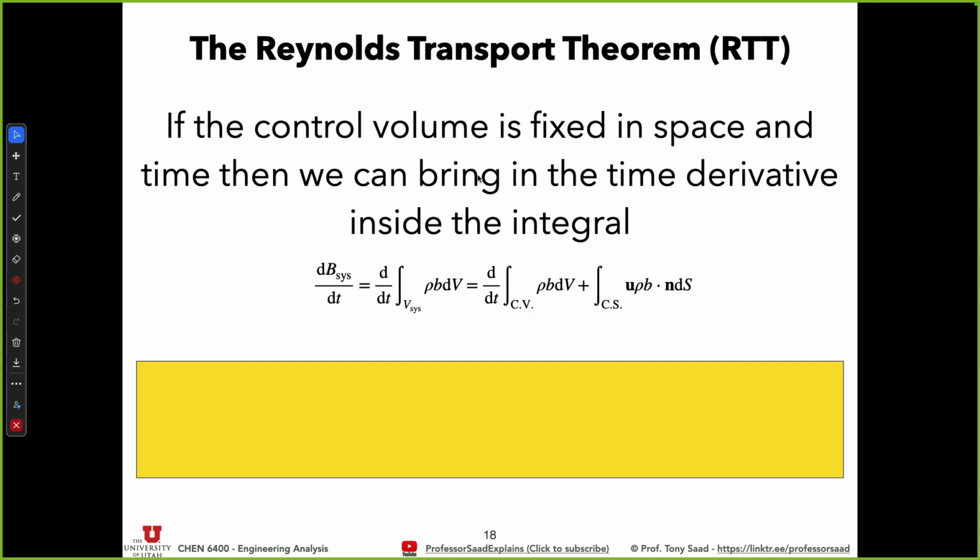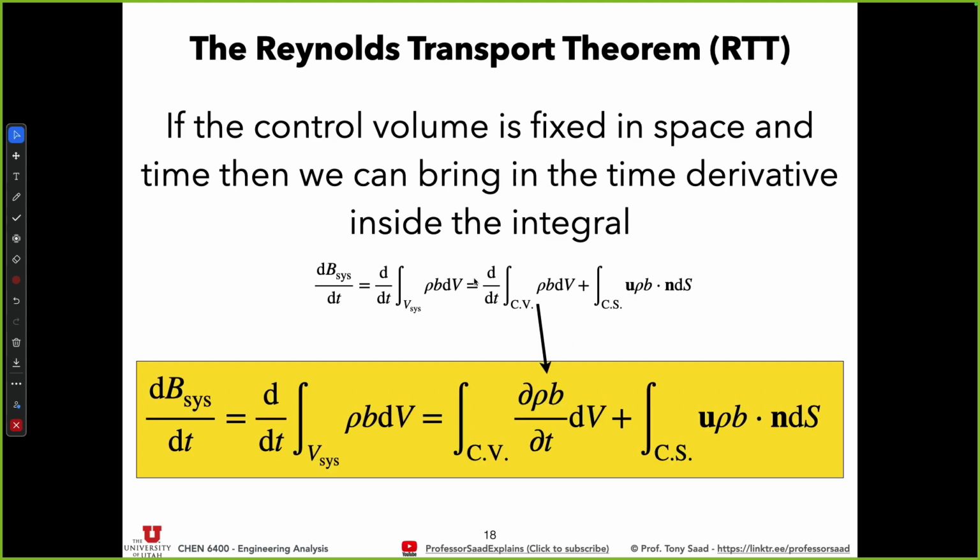If the control volume does not deform, you can allow the control volume to deform, but in general we don't. If it's fixed, a fixed region in space, then this time derivative can go inside the integral. Now, why do I have it outside the integral here? Well, think about it. If the control volume is deforming, then it's changing in time, and I need to keep track of that. But if the volume is not deforming, then it's not changing in time, so I can bring that time derivative inside the integral.